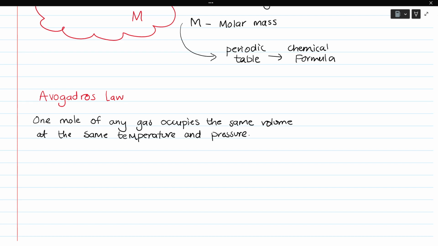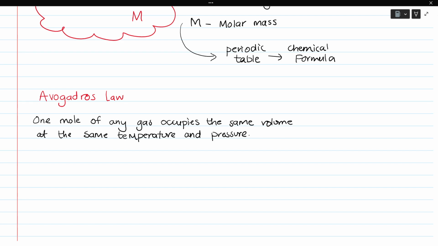Okay, let's read this again and let's understand what they're trying to communicate by this. If you've got 1 mole of any gas, it's going to occupy the same volume at the same temperature and pressure. This law can be a bit confusing, but when we put it into practice in our chemical equations, it should make more sense.